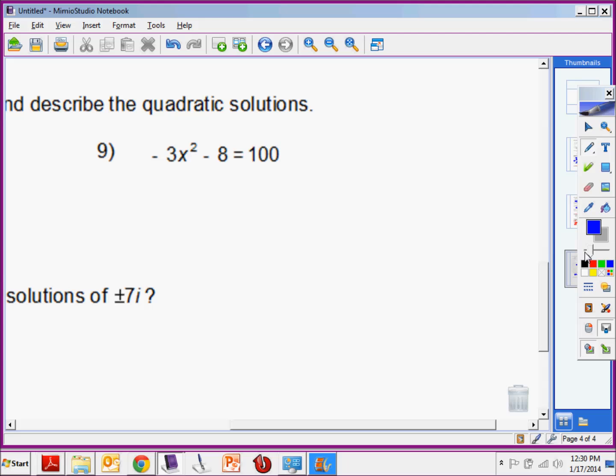Alright? Same thing here. Be careful though, you have to move the what first? The 8. You gotta add it. So I'm gonna add the 8 and then I'm gonna divide by negative 3. And then I'm gonna do what? Then you go square root. There you go. Knew you could do it.